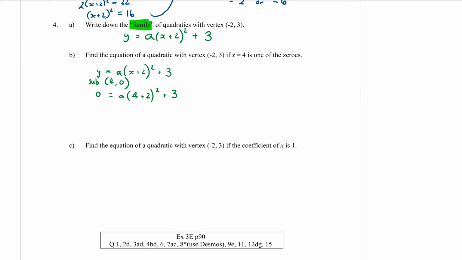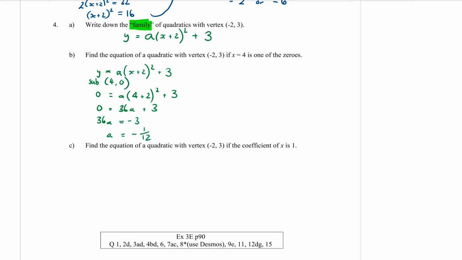Calculating this bracket, 4 plus 2 is 6, and 6 squared is 36, okay? So that becomes 36a plus the 3 on the end. I'm trying to get the a, so let's move everything away. First of all, subtract the 3. 36a equals -3, and dividing by 36, we get -3 over 36, which simplifies to -1/12. Remember that not all your answers are going to be nice ones.